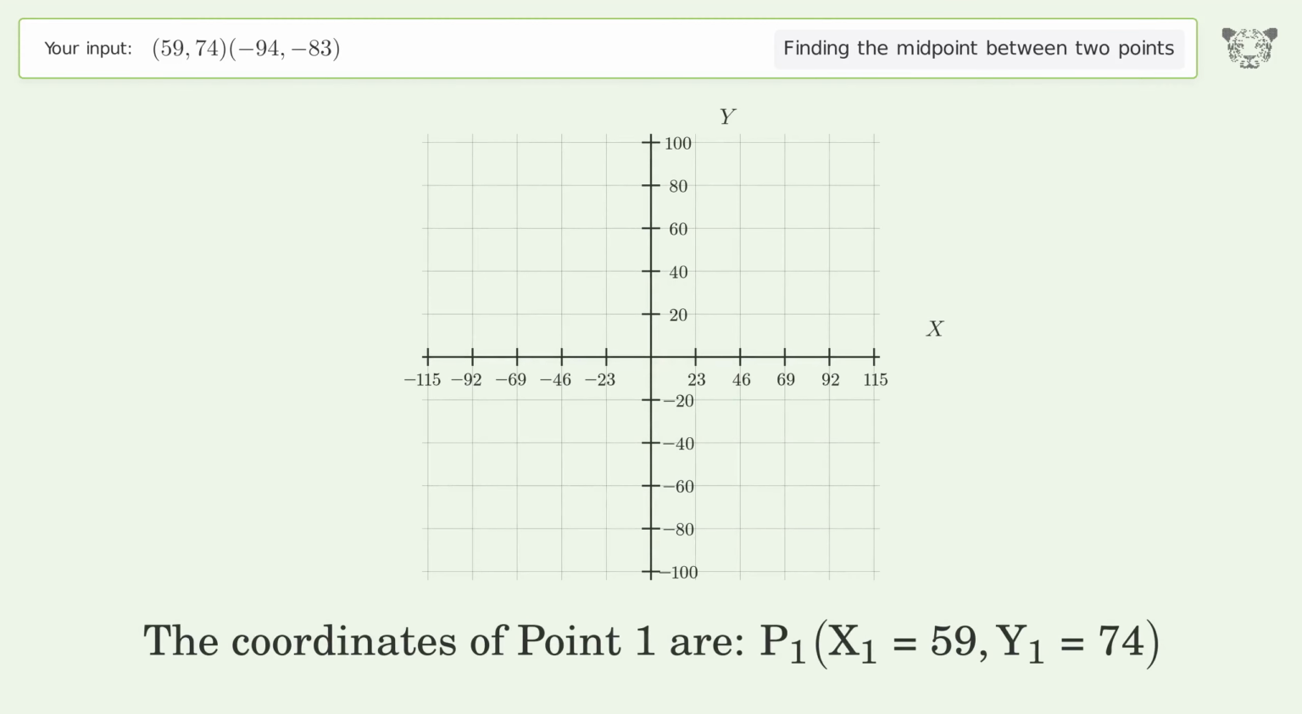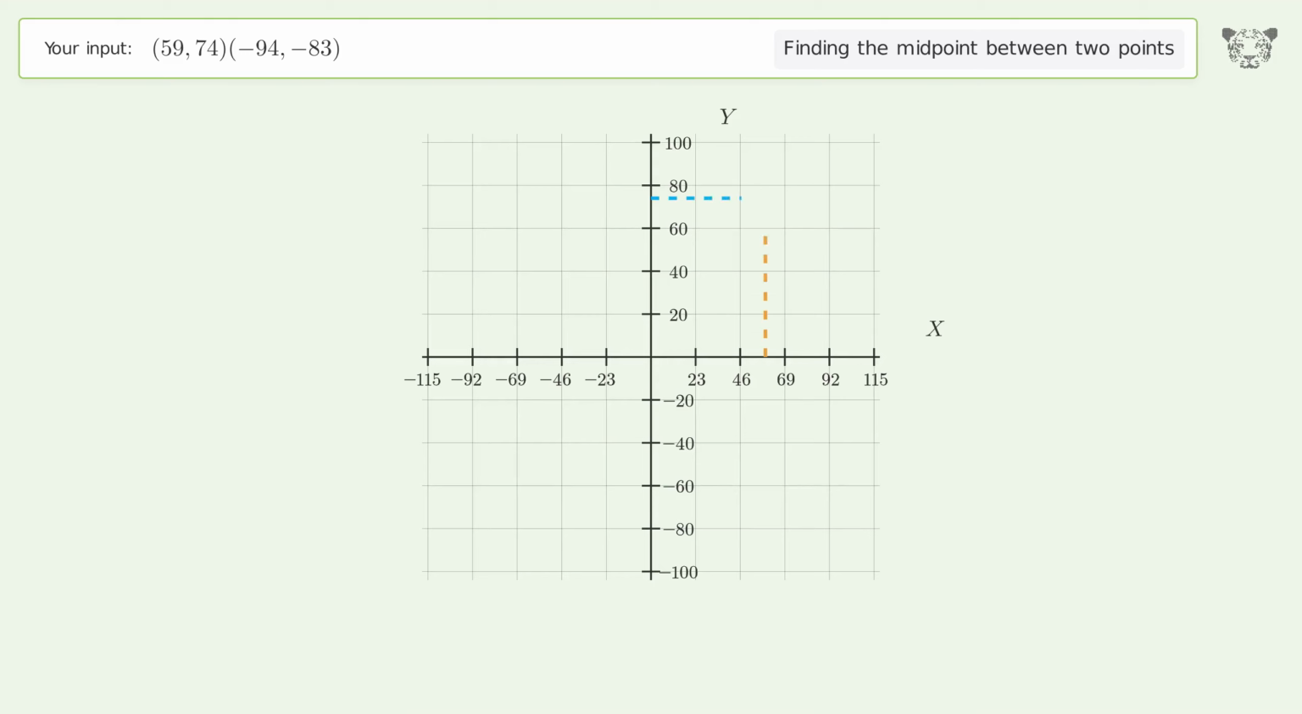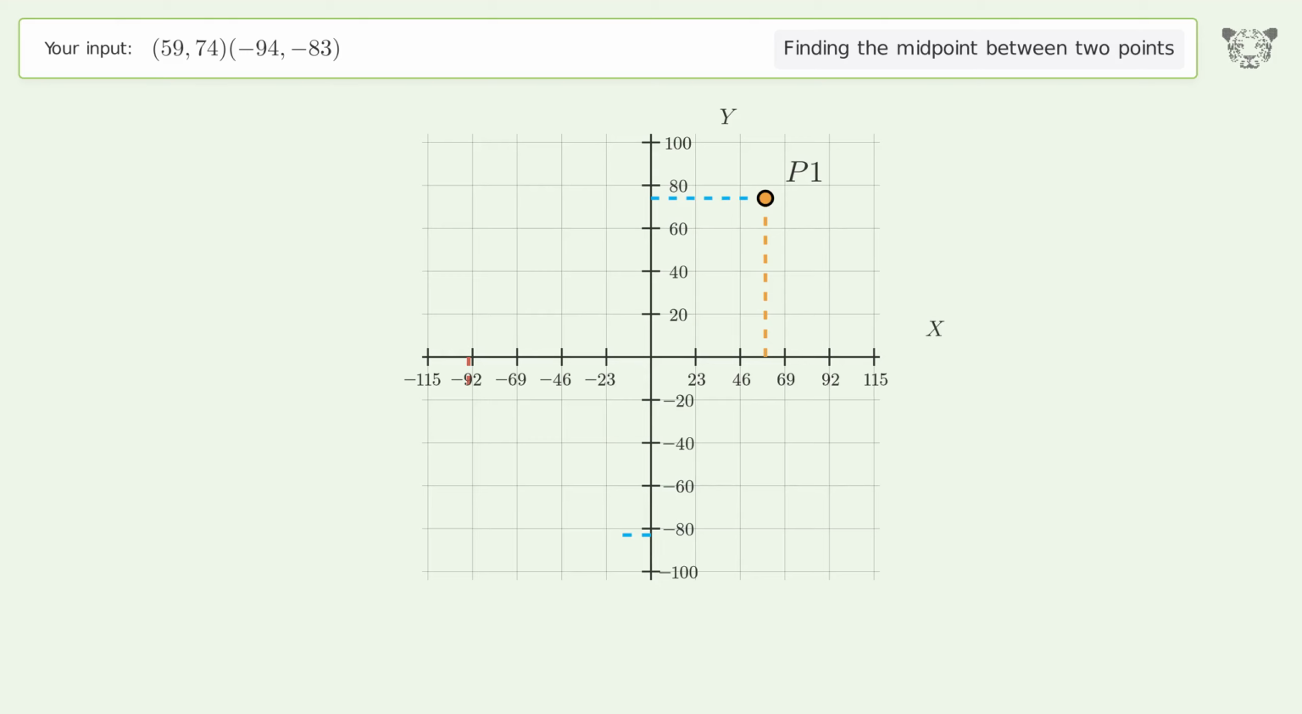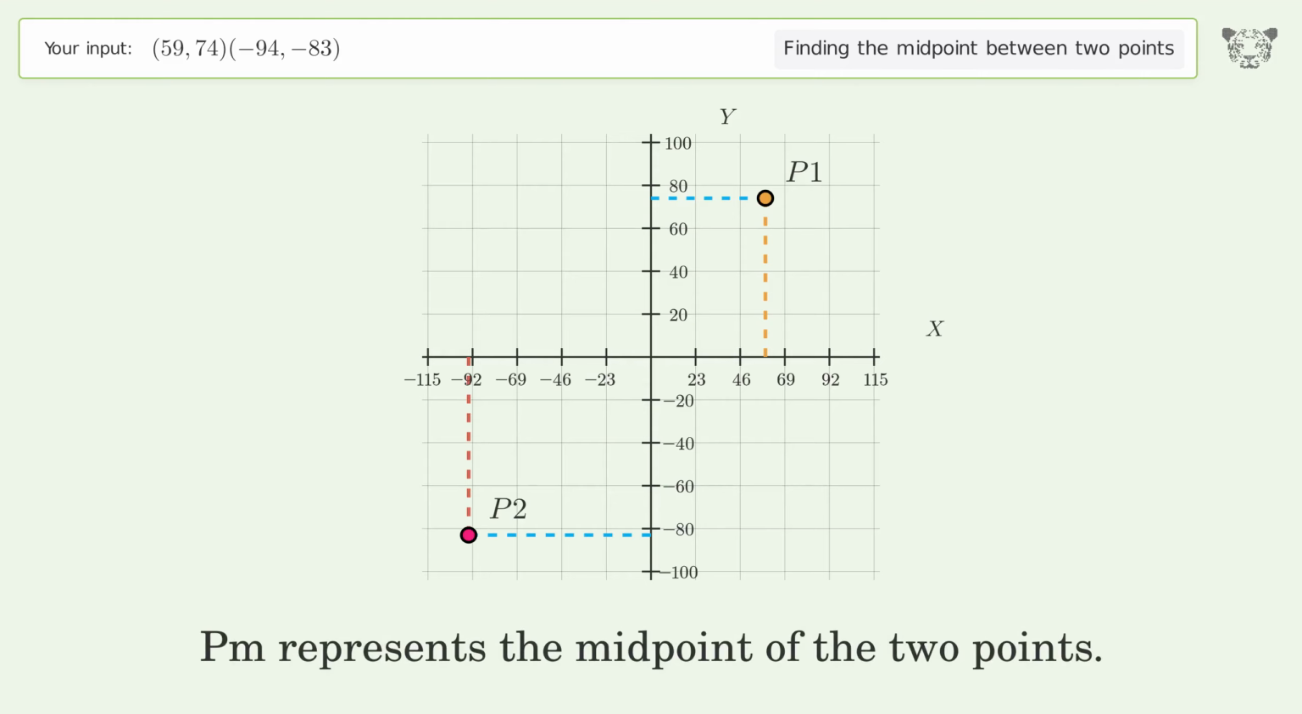The coordinates of point 1 are, x1 equals 59, y1 equals 74. The coordinates of point 2 are, x2 equals -94, y2 equals -83. PM represents the midpoint of the 2 points.